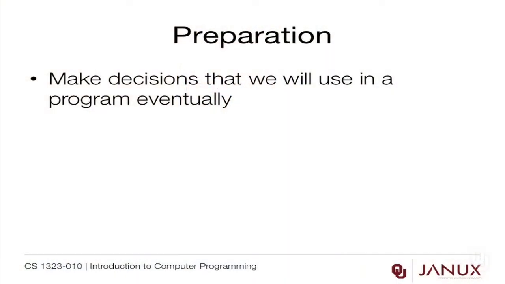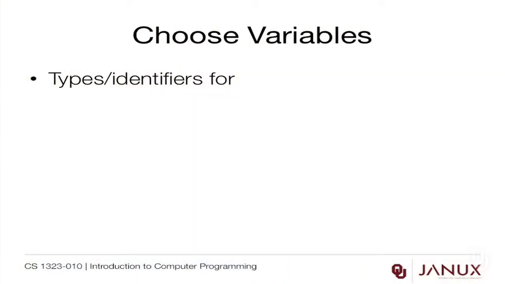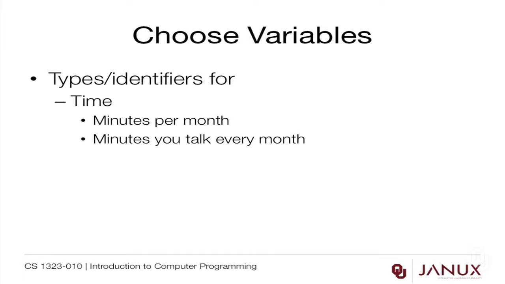Well, we're not really ready to write a program yet, so what we're going to do instead is make some decisions that we're going to use in a program that we're going to write eventually. First, let's choose some variables. So we're going to need to choose both a type and an identifier.